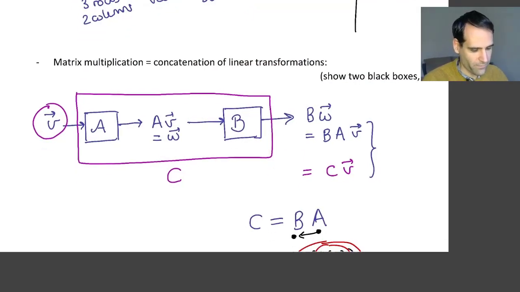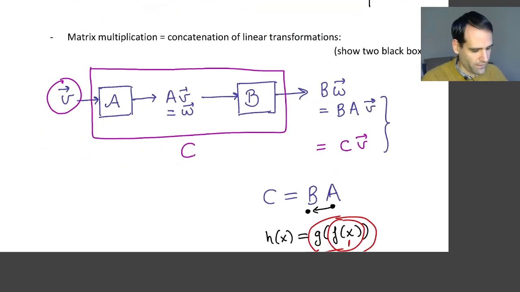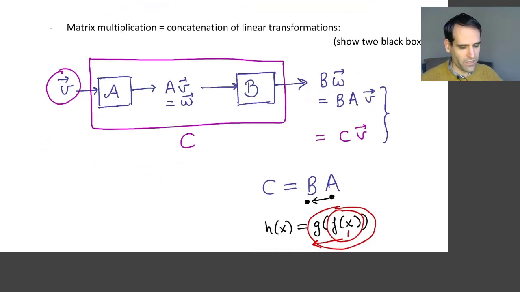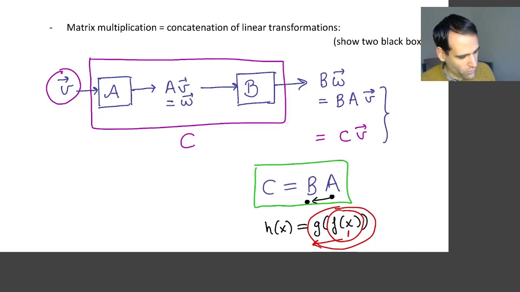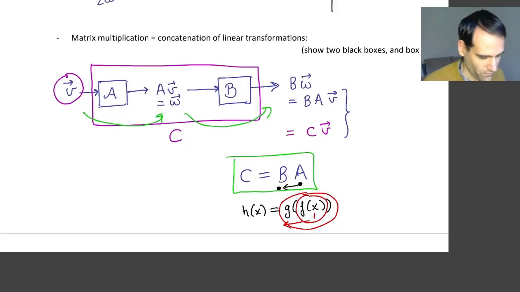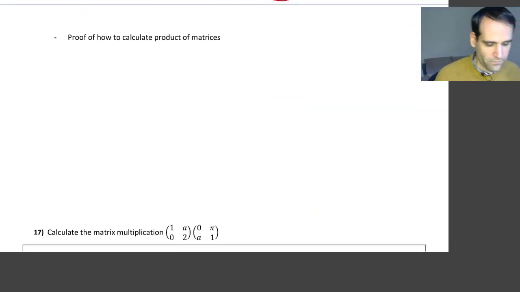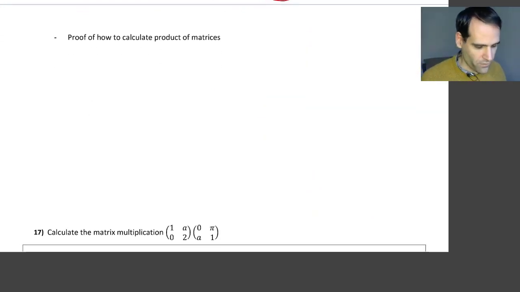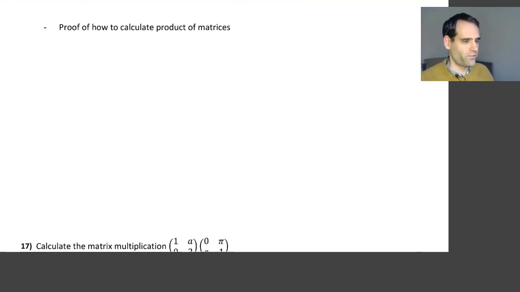So we were here saying that a matrix C being a multiplication of matrices B times A corresponds to a transformation in which we first do the transformation A and then we do the transformation B. Yes? So, proof of how to calculate the product of matrices.